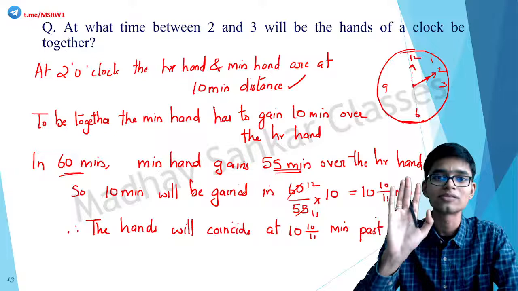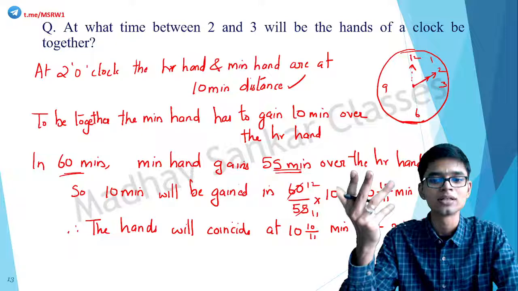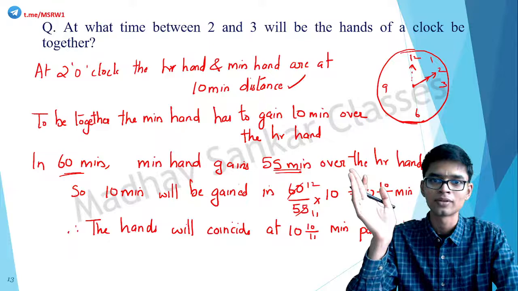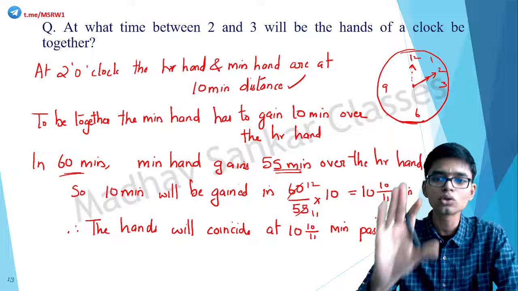So 10 minutes will be gained by how much time? 60 by 55 into 10. So this much minute. So the hands will coincide in this time. That is 10 and 10 by 11 minutes after 2 o'clock. I know that this question is slightly confusing to you. You may not have understood it at the moment, but go through this once again and try doing more of similar questions so that you can get a hand of it.